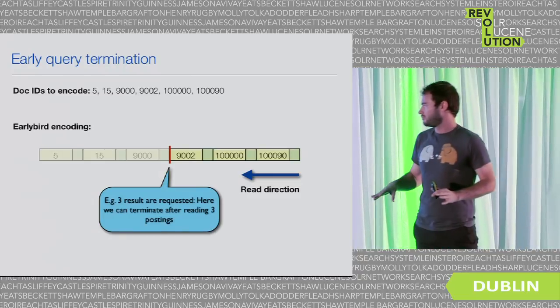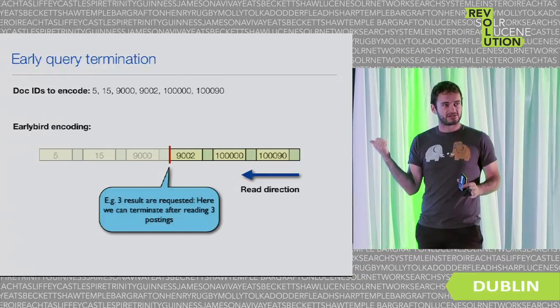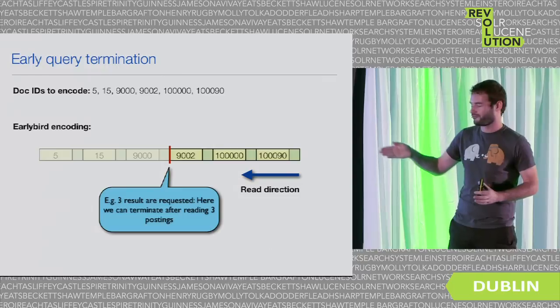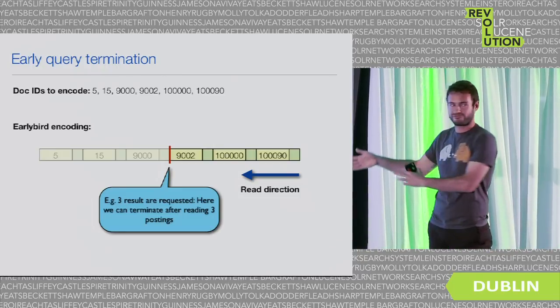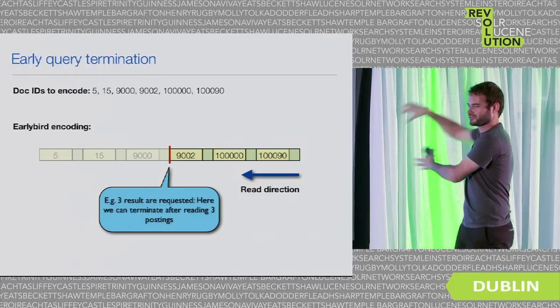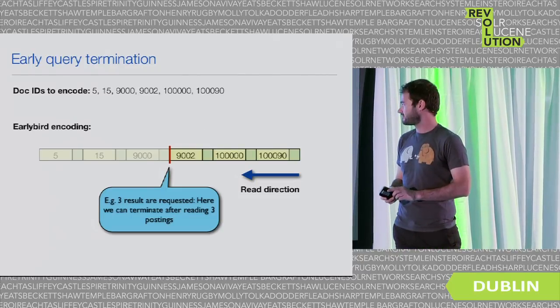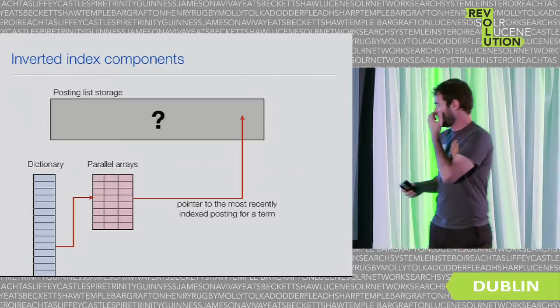If you can only read in left to right direction, it's a much harder problem. You cannot do it as efficiently to find the last 3 results, especially if you don't know where the posting list ends, because the index writer is appending to it. So this is a very simple but very efficient implementation.